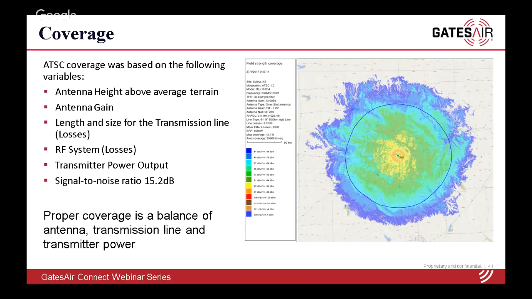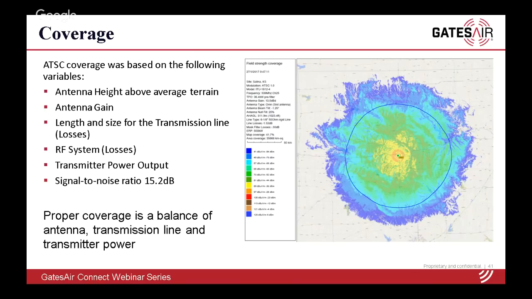And one of the other things that I wanted to point out as we were talking about antennas is what goes into doing coverage. Okay, for example, ATSC coverage is based on the following variables: antenna height above average terrain, the antenna gain, the length and size of the transmission line and RF system losses, and transmitter power. The last thing is signal to noise ratio. So as we look at all these variables and we start looking at the balance of an antenna compared to the transmitter, it's really a balance of everything. You don't want the beam to be too narrow.